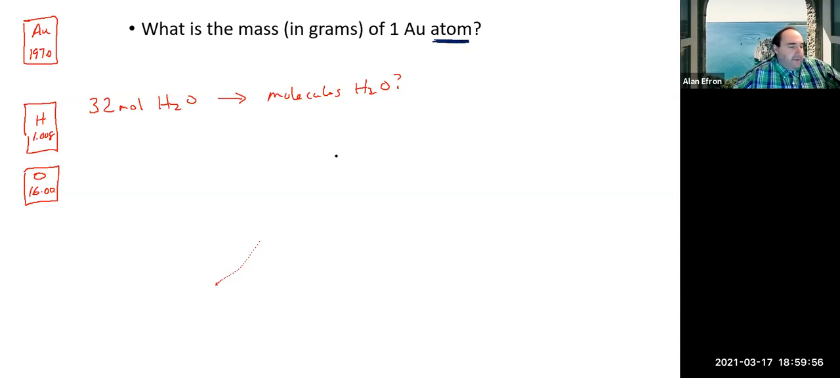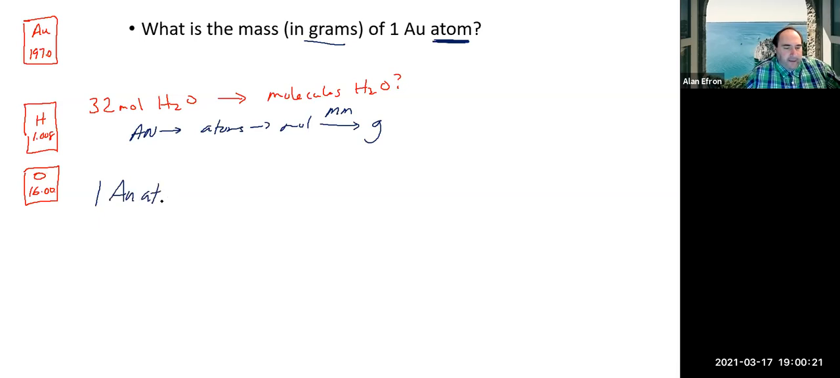Atom means that I do need to use Avogadro's number at some point. And remember, Avogadro's number is our conversion between atoms to moles, which is good because I ultimately want grams. And I know to go from moles to grams, that's my molar mass. So we're going to use all those things together. So we would start with one gold atom. And remember that in 1 mole of gold, there would be Avogadro's number worth of atoms. And again, we're going to use that as our conversion factor.